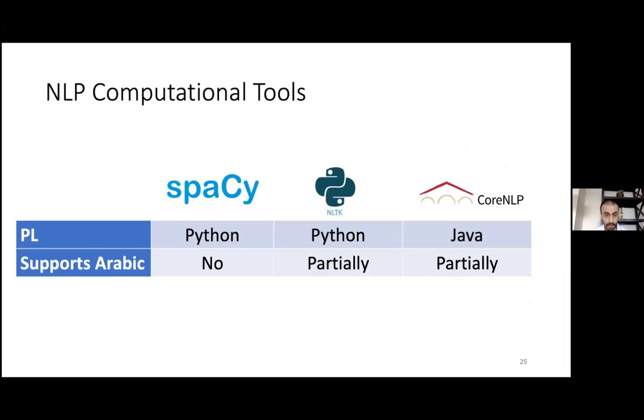There are a lot of NLP tools available online. Some of them are free, some of them licensed. Perhaps the three most common NLP tools are spaCy, NLTK, and Stanford CoreNLP. spaCy and NLTK are written in Python. Unfortunately, they don't support Arabic very well. CoreNLP has some Arabic models. And for Stanford CoreNLP, you can use it like a server and communicate with the server using any programming language.